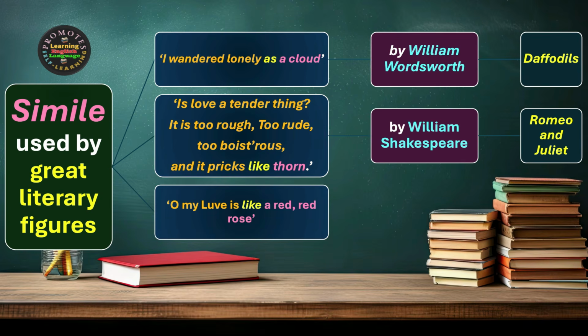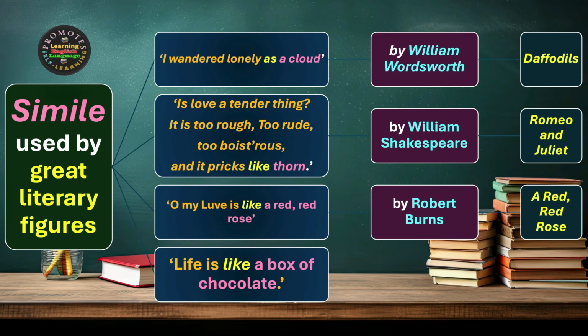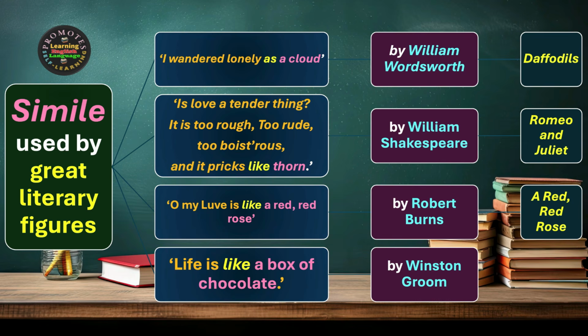We have another example. Oh, my love is like a red, red rose, by Robert Burns in the poem A Red, Red Rose. And the last example here is Life is like a box of chocolate, by Winston Groom in his famous novel Forrest Gump. These are some of the examples of simile being used by great writers and poets.